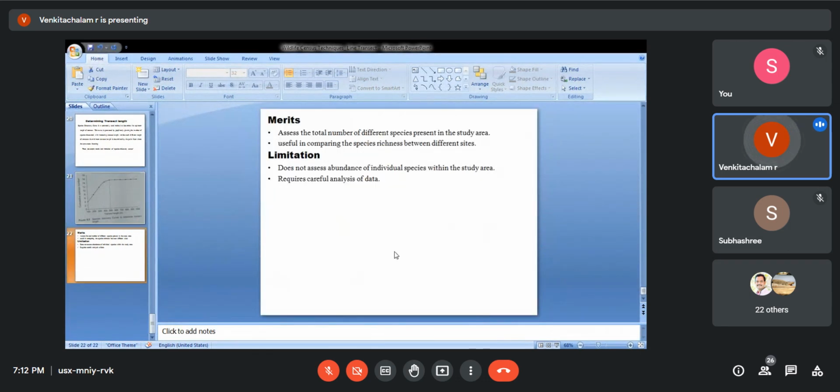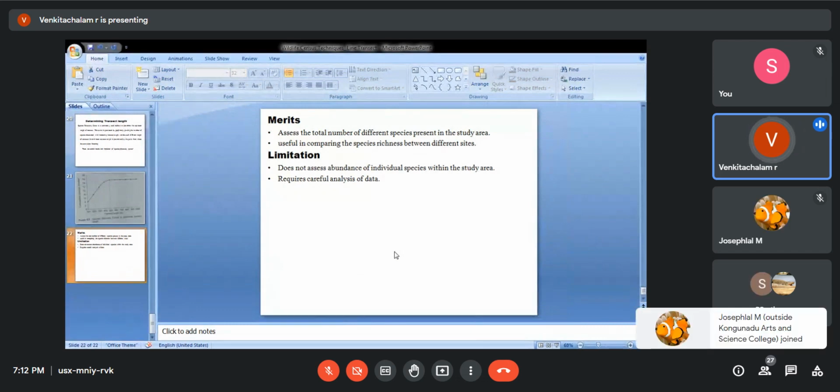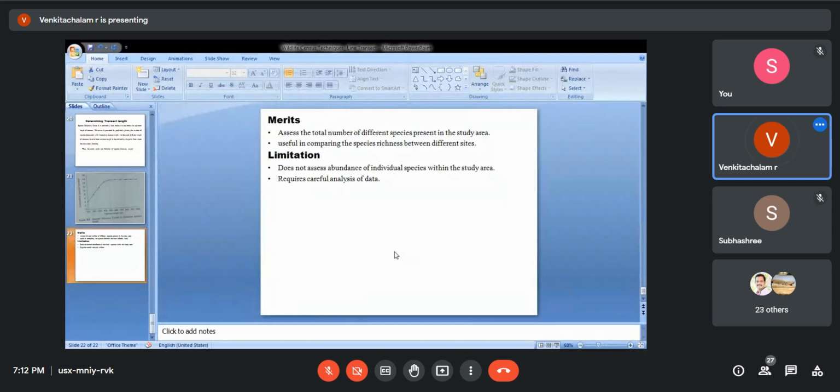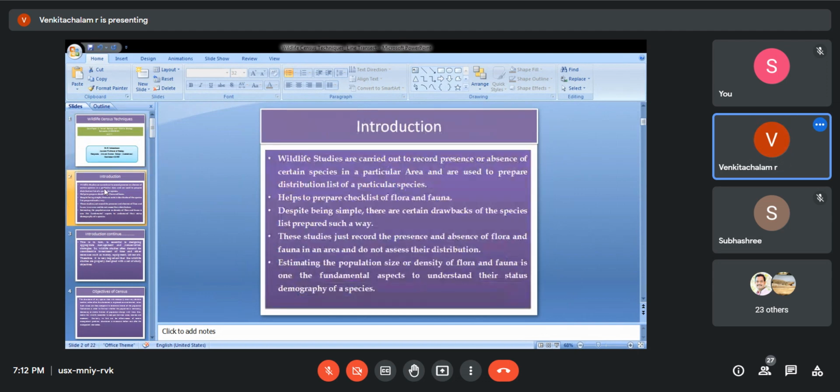There are some merits also. It assesses the total number of different species present in the study area and is useful in comparing species richness between different sites. And there are limitations also. It does not assess abundance of individual species within the study area and requires careful analysis of data. These are the merits and demerits of the strip transect or belt transect method, and this is the information about line transect and strip transect methods.